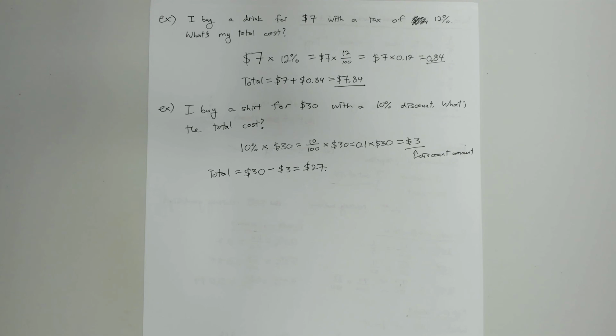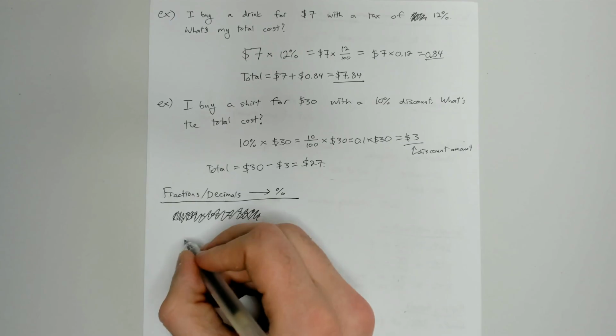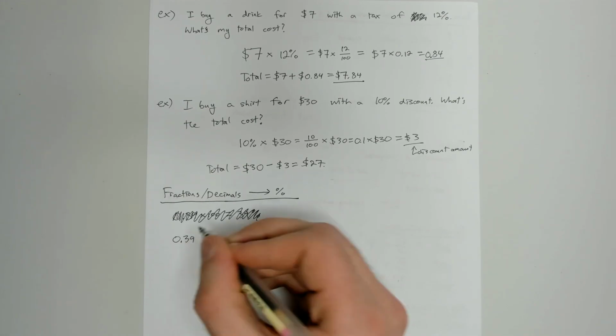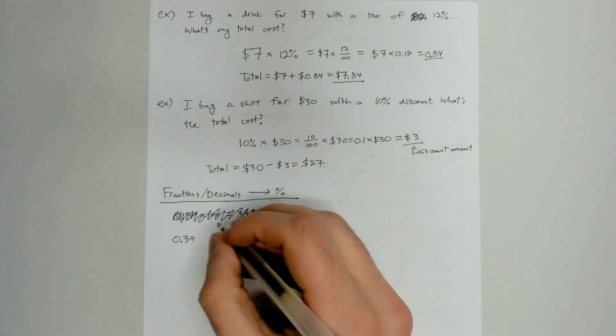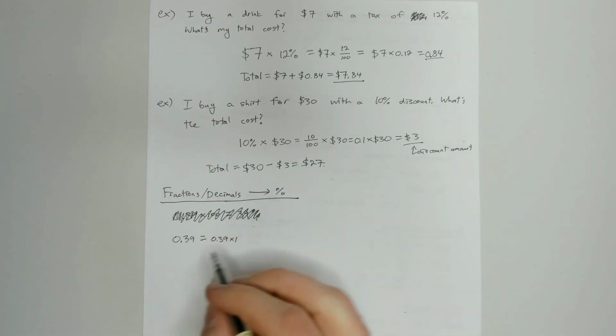It's always percentage based. Hopefully you're getting a good feel for how percentages are calculated by using fractions or by using decimals. Now what we're going to do is we're going to go the other way around and we're going to start with a fraction or a decimal and convert that into a percent, right? Okay, so let's say I started with a decimal of 0.39. Now, I think we can all agree that 0.39 times 1 is just itself, right?